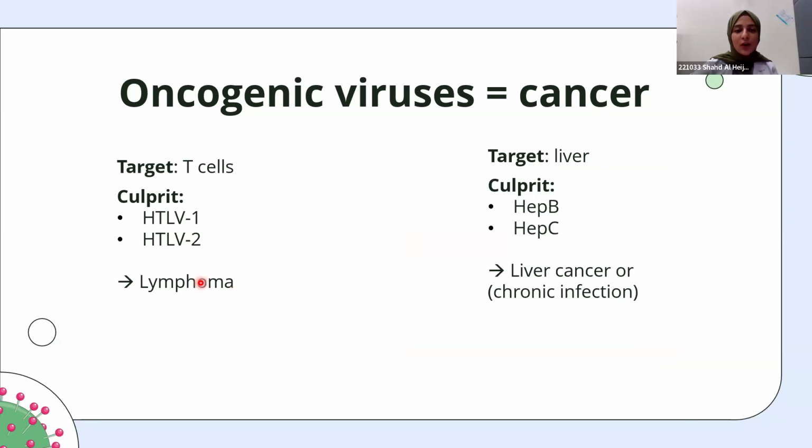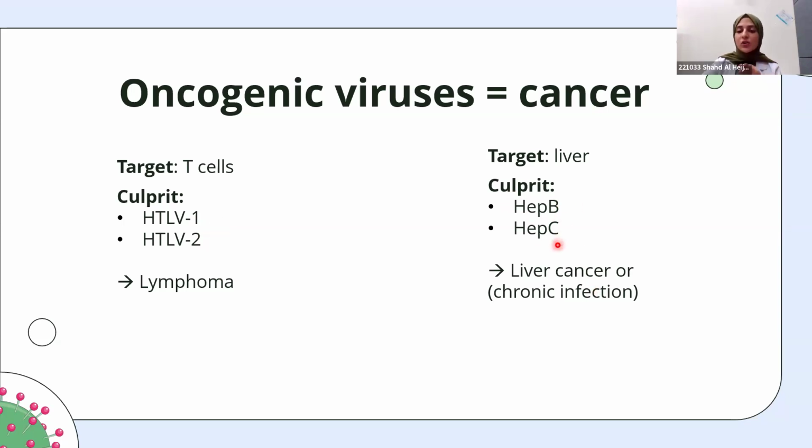But now we have more. You have viruses targeting T cells: HTLV1 and HTLV2, which is human T lymphotropic virus 1 and 2, affecting T cells, and they will cause lymphomas. You also have hepatitis B and hepatitis C. From the name hepatitis, it will affect the liver. It will cause liver cancer, or it can cause a chronic infection. Remember we mentioned hepatitis B and also hepatitis C.